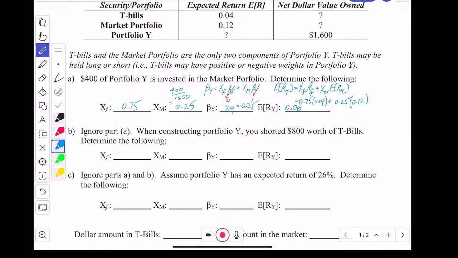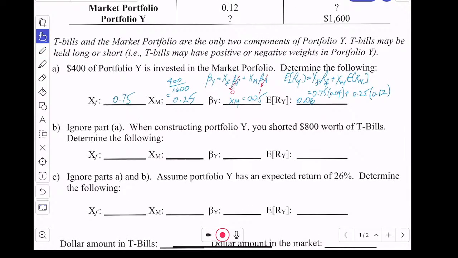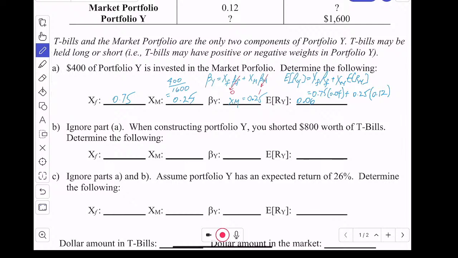When we short T-bills, we understand that we have to return them at a later date. So we use negative 800 to denote the T-bill investment. And so that actually gives us negative 0.5 as the weight on the T-bills. And we put that towards the market portfolio. So the weight on the market portfolio is 1.5.